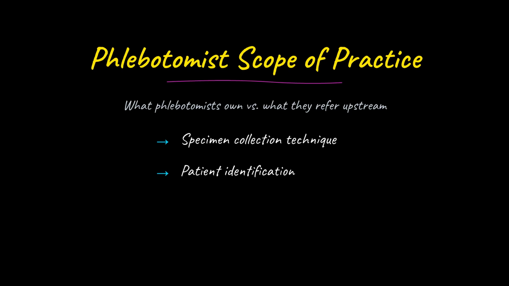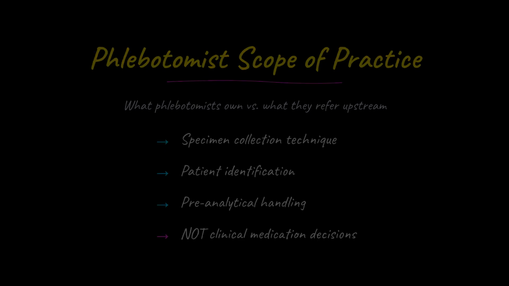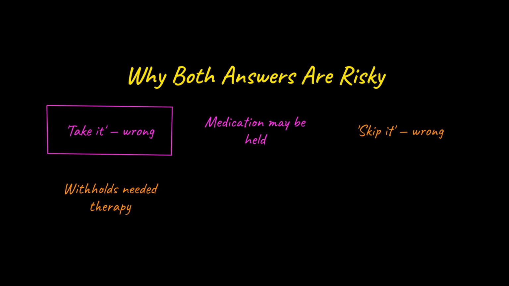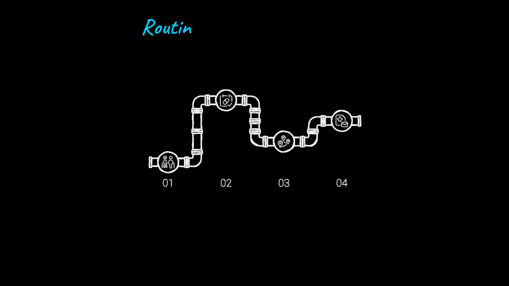Medication permissions during fasting depend on the specific test, the medication, the patient's clinical status, and dose timing, decisions that sit firmly within the prescriber's scope. Answering either way creates patient risk. Telling a patient to take the medication could interfere with a test or a perioperative hold the phlebotomist doesn't know about. Telling the patient to skip it could withhold therapy that must continue. Both directions cross into prescribing territory.